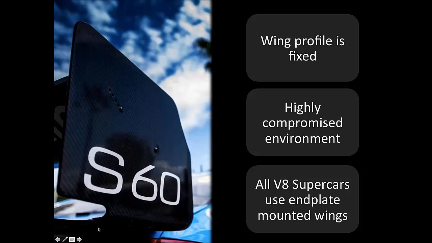And the third point, all V8 Supercars use end plate mounted wings, which is an interesting point. It's something that I will probably get onto later in the piece, but generally with end plate mounted wings, they do offer a fair bit of stability with a car, and with something that's limited with things like flat floors in our series, the more stability you can get from a big end plate, the better.